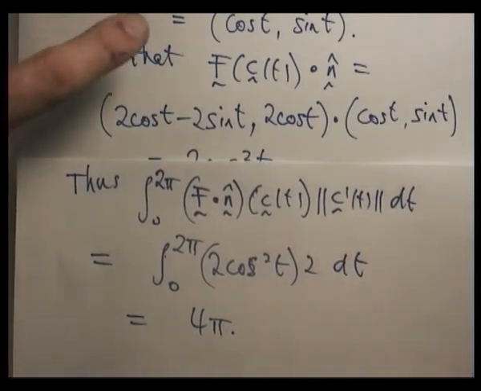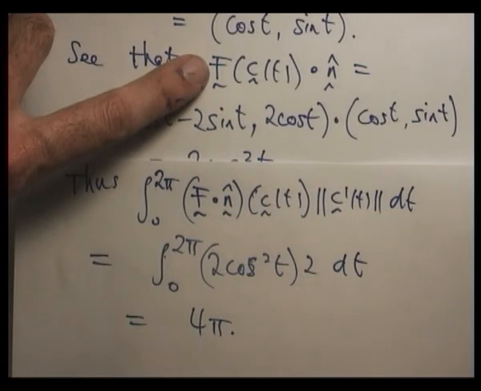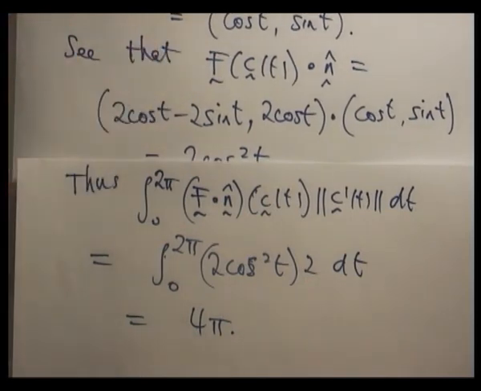Just to clarify, up here, I mean F dotted with the outward pointing unit normal, that evaluated along C of t.